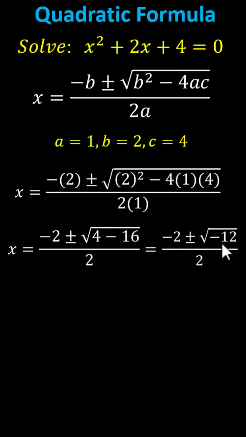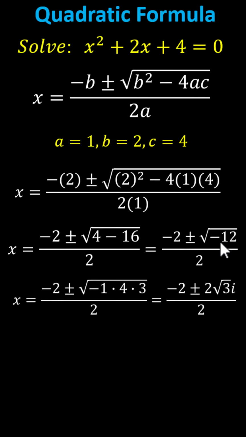To simplify the square root of -12, we look for the perfect square factors of -12. We also have a factor of -1. Let's write -12 as -1 times 4 times 3, where the square root of -1 simplifies to i, the imaginary unit, and the square root of 4 equals 2, which gives us x equals -2 plus or minus 2 square root 3i, all divided by 2.